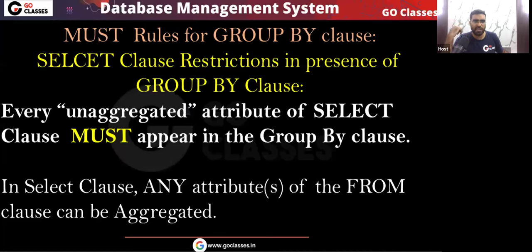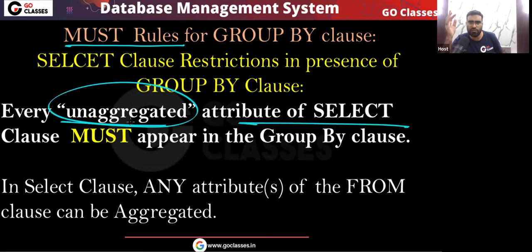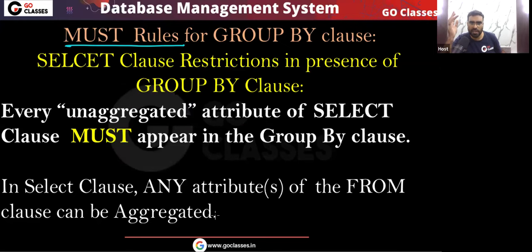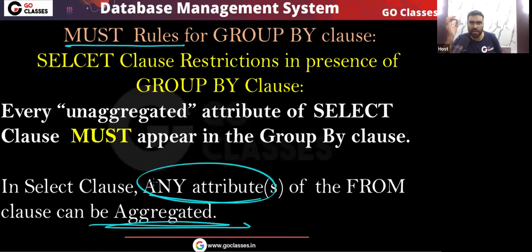So this is what I'm telling you. Please read this. This is the must rule for the group by clause. Every unaggregated attribute of the select clause must appear in the group by clause. Yes or no? This will happen in every version of SQL. Now, an aggregated attribute can be anyone. You can do aggregation on any attribute.